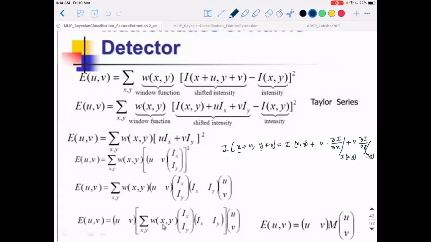So uv into dou square I by dou x dou y, with 2 factorial and all those things, will come, but I'm not bothered right now. This is the first order Taylor series. In simplified version, this is I(x, y) plus u into dou I by dou x, which people prefer to write as Ix. Ix means gradient in the x direction, and v into Iy, gradient in the y direction. That comes from this, and then you can simplify this.